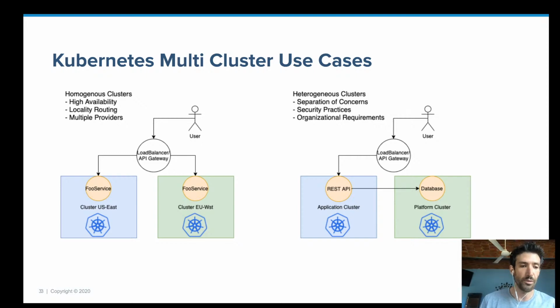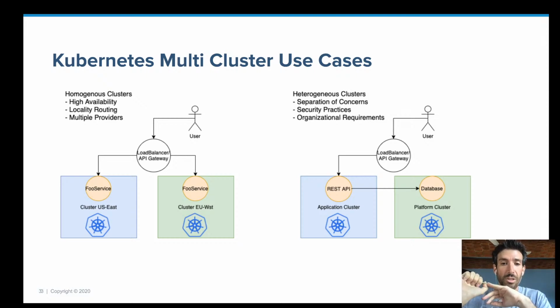And this allows us to, for example, replicate our food service here in multiple regions so that an API gateway or load balancer could route between them. For example, based on locality, based on where a user is sending their traffic from, or based on what's available. So if one cluster is unhealthy, we can route traffic for the target service to a different cluster. So this is the homogeneous approach and use cases for homogeneous clusters.